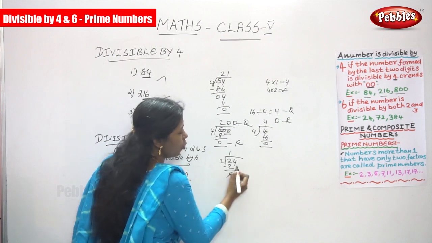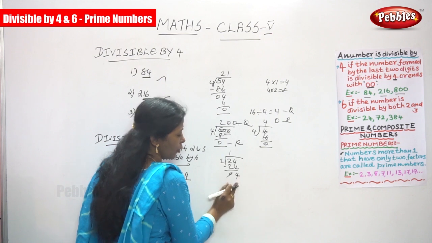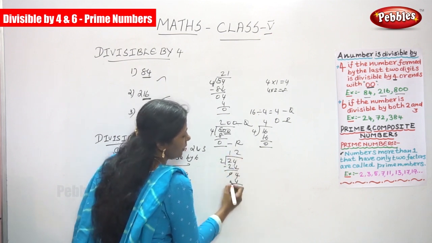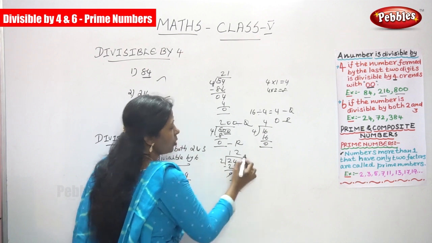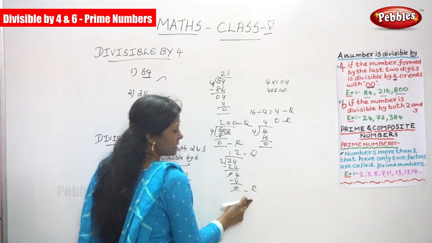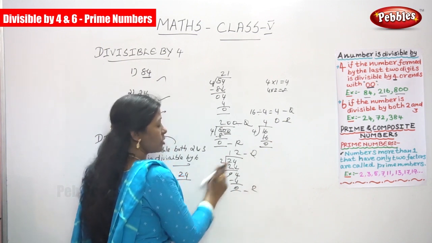So cancel the 0. The next digit is what? 4. You must bring down the 4 here. So 2 2s are 4 again. 4 minus 4 again you can get 0. So quotient is what? 12 and remainder is what? 0. If the remainder is 0, automatically it is divisible by 2.